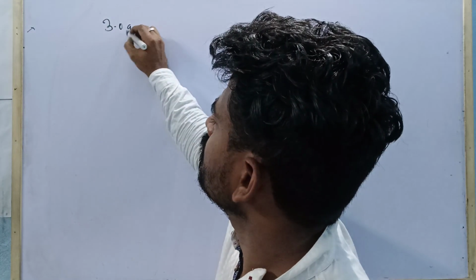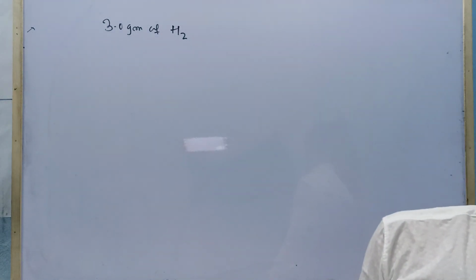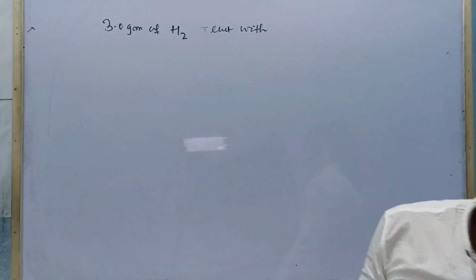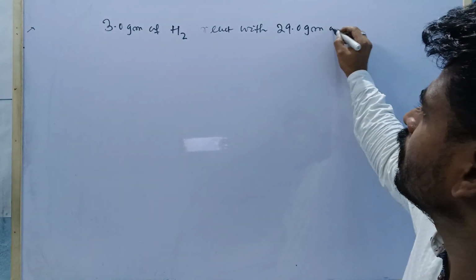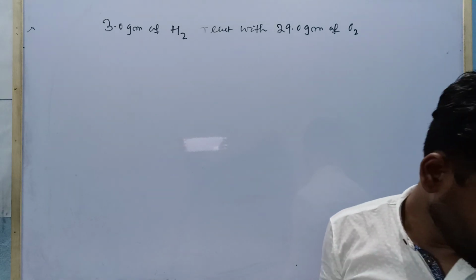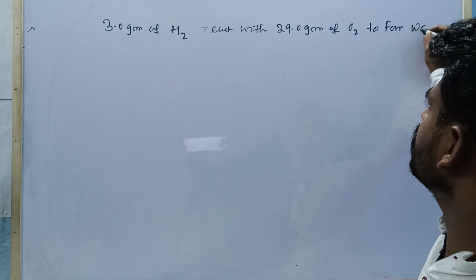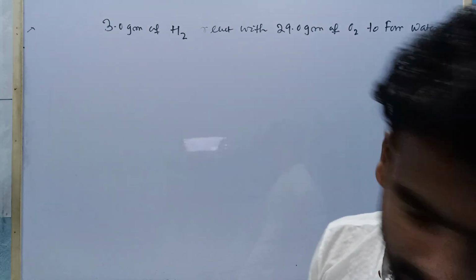Suppose a question is like this: 3.3 gram of H2 react with 29 gram of O2 to form water. Which is the limiting reagent?